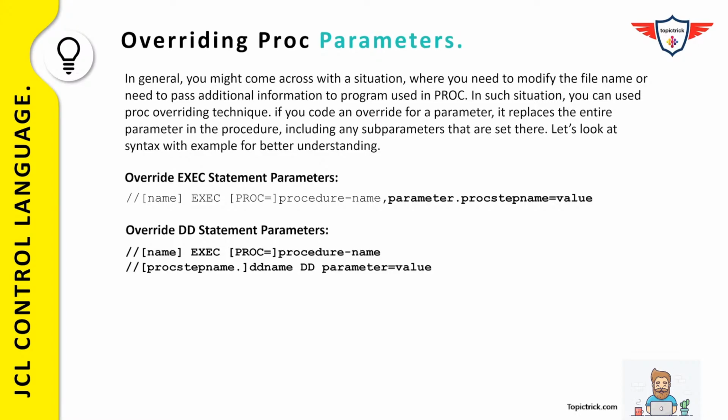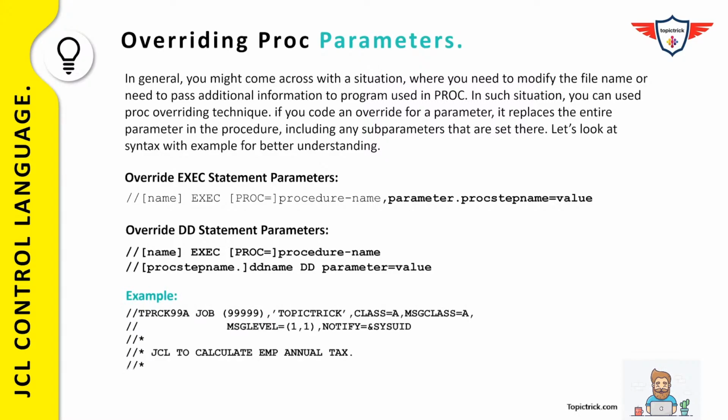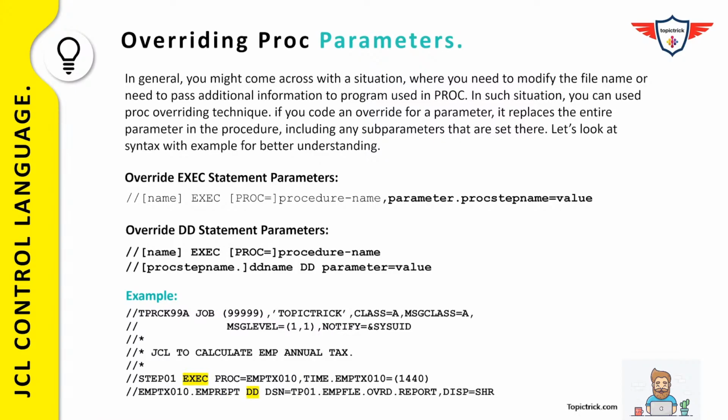And in case you want to override the output statement at a job level, then you are not required to specify the procedure step name. And before we look into the example, I would like to highlight that whenever you override any execute, DD or output statement, make sure you include all the subparameters that are not supposed to change, or that will remain unchanged during this override process.